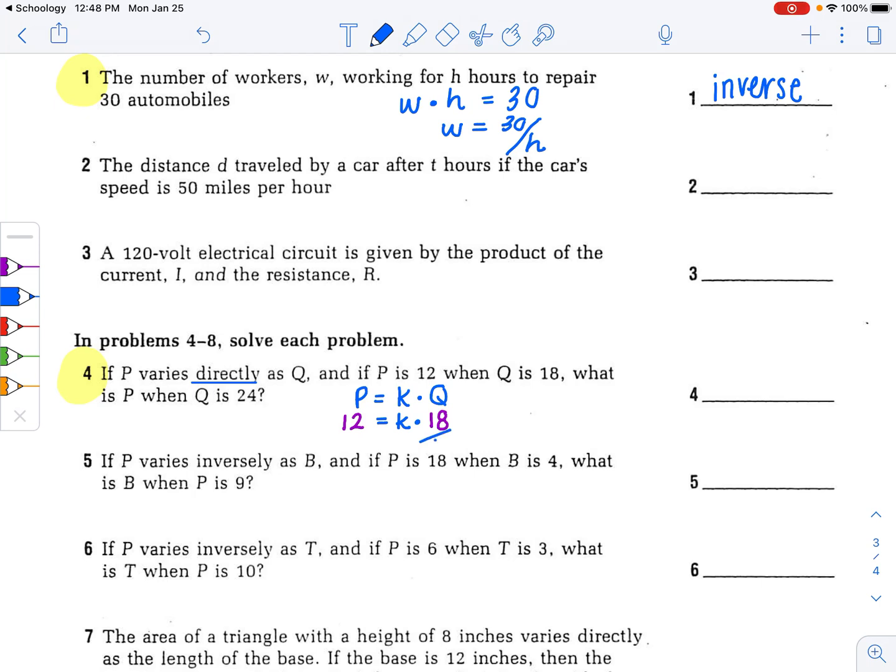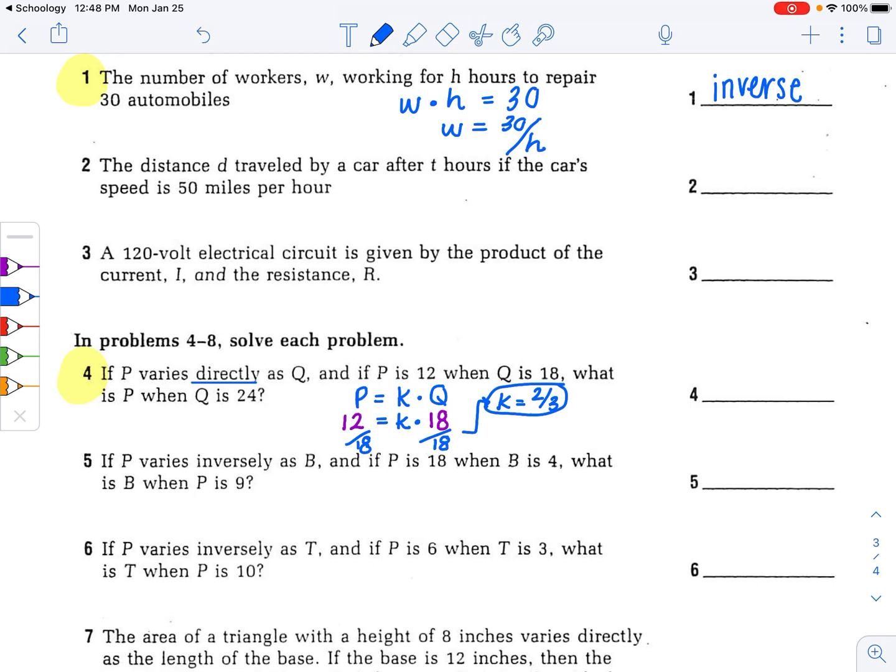So when I divide both sides by 18, sorry, there's not a lot of room here, but we get right over here, K is going to equal 2/3. That's not my answer, but it's going to help me to find P when Q is 24.